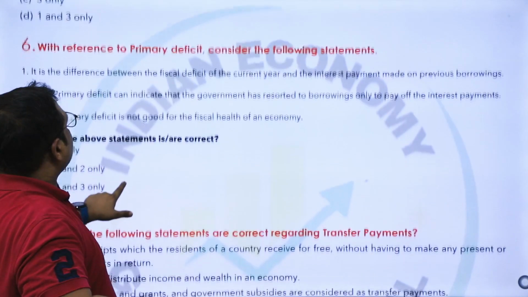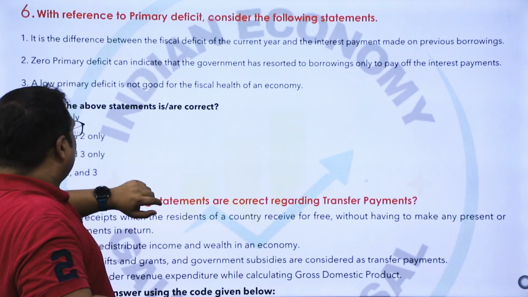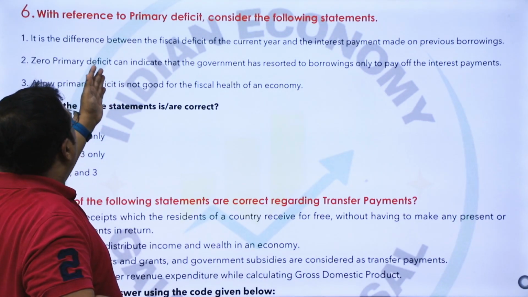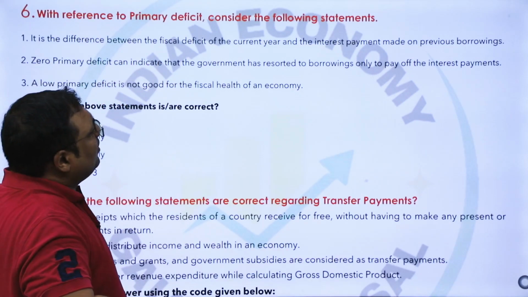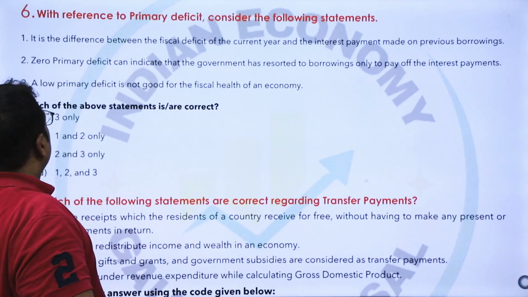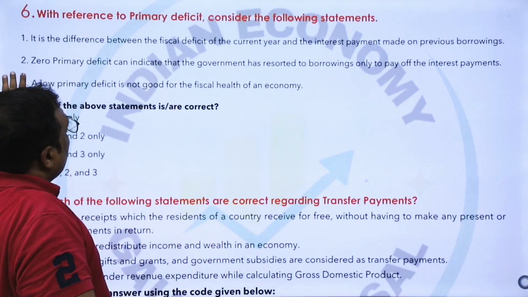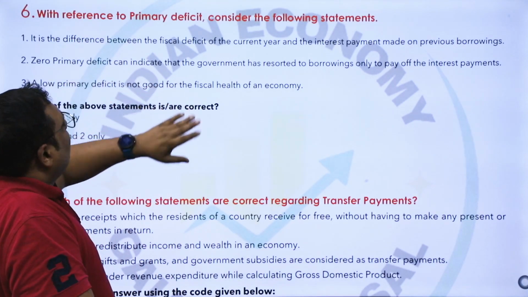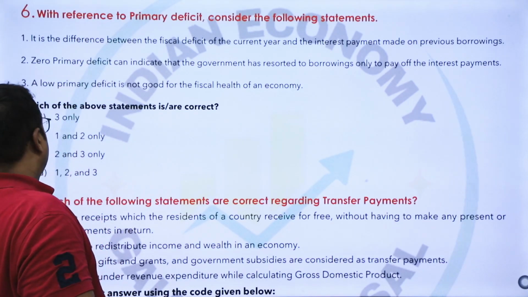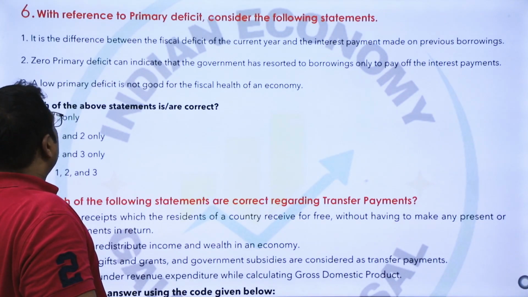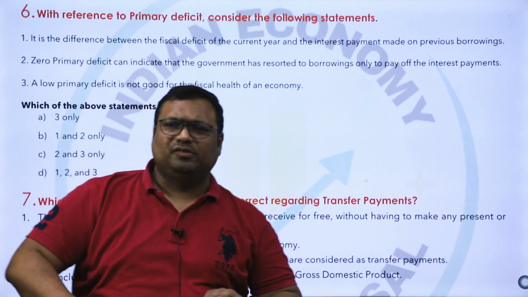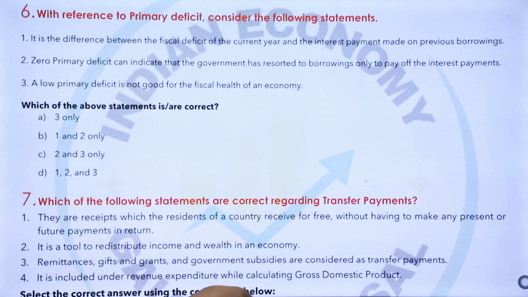Sixth, with reference to primary deficit, consider the following statements. First, it is the difference between the fiscal deficit of the current year and interest payment made on the previous borrowings. Okay. Second, zero primary deficit can indicate government has resorted to borrowing only to pay off the interest payment. This is also correct. Third, a low primary deficit is not good for the fiscal health of the economy. This is wrong. Now let me explain them a bit.